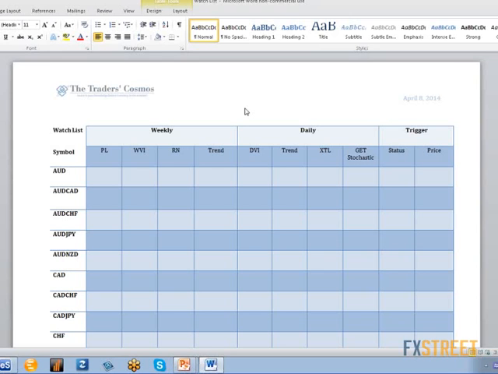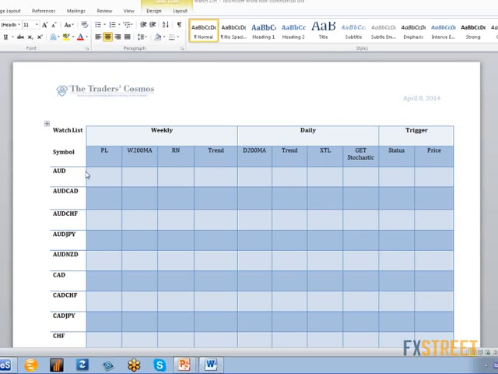Okay, right, now if you look at the Word document in front of you, what we've got is the weekly, we've got the daily and the trigger, and then we've got pink line, so PL stands for pink line, weekly 200 moving average. RN stands for round number. Trend. On the daily, we've got the daily 200 moving average. We've also got trend. We've got XTL. We've got Get Stochastic. And then in the trigger column, we've got status and we've got price. Okay, and on the left-hand side, we've got the watch list.